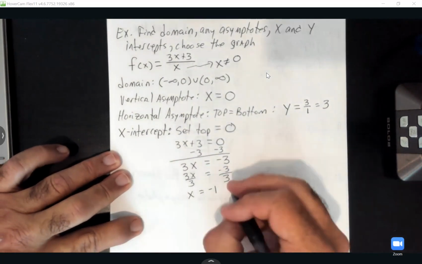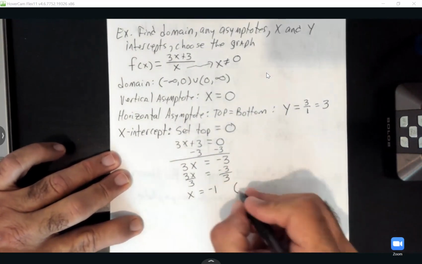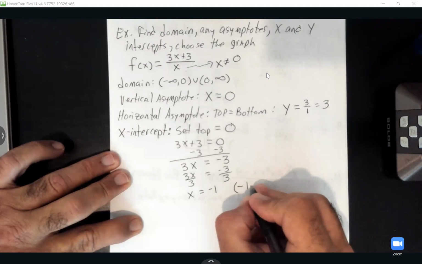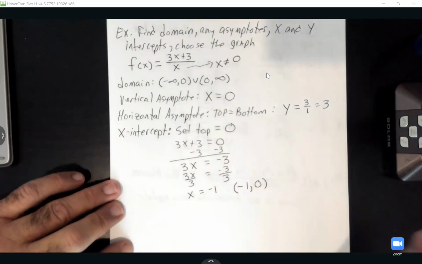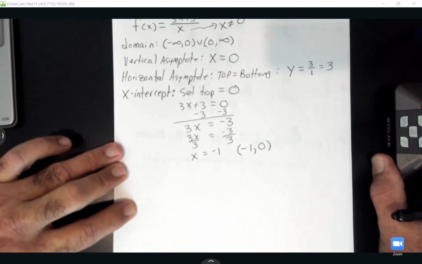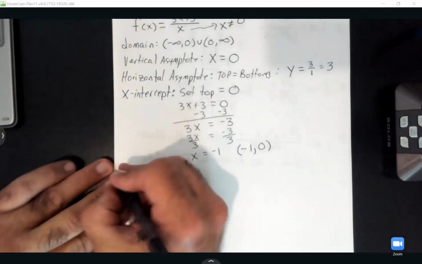Now remember, that's the x-intercept. So that means my graph crosses the x-axis at that -1. Now, they said, hey, find me the y-intercept.